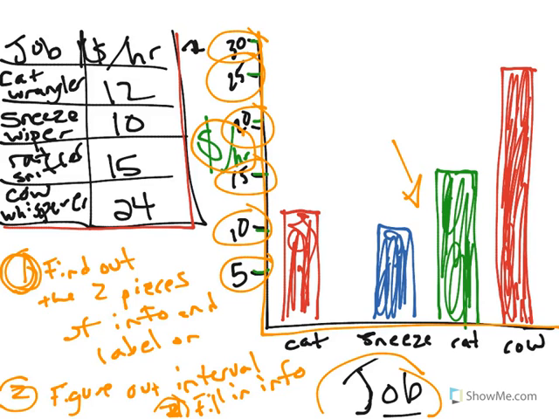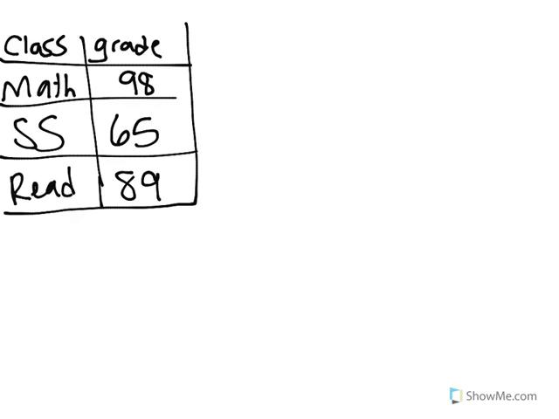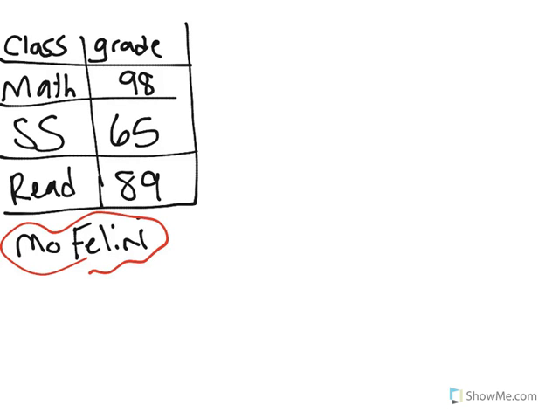I'm going to give you one more table, and I want you to draw a bar graph with me. So the 2 pieces of information in this table are the class and the grade. And let's say it's Mo Fellini's grades. So this part doesn't matter. But these are his grades in the 3 different classes.